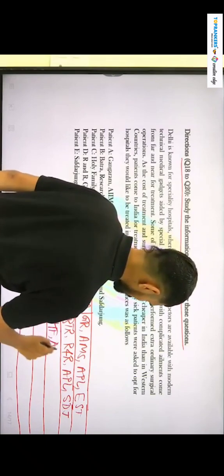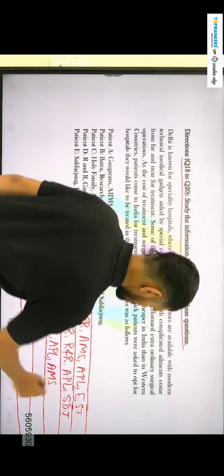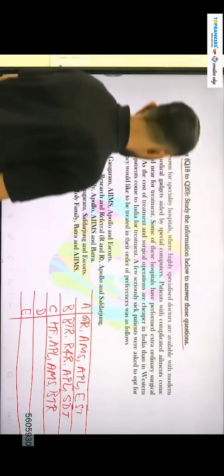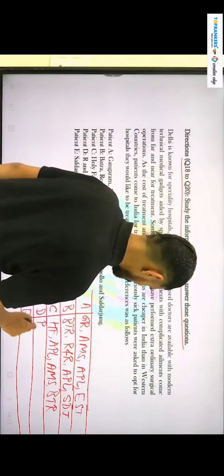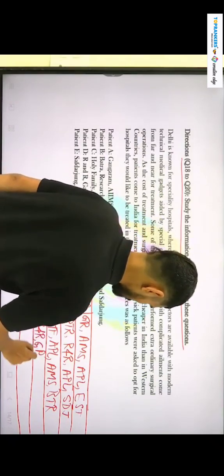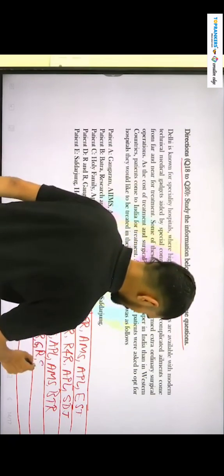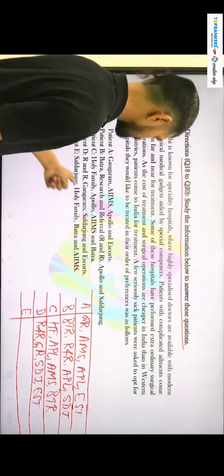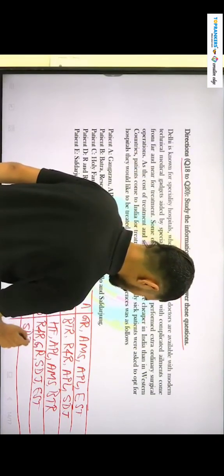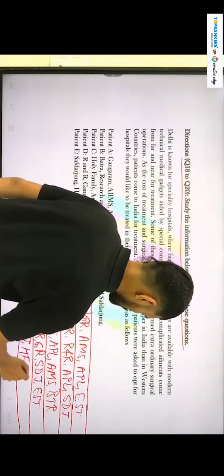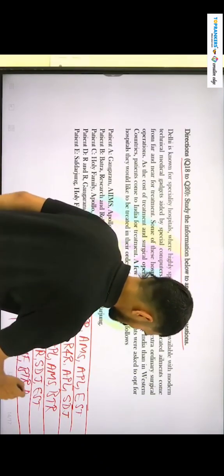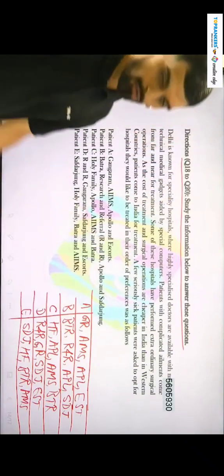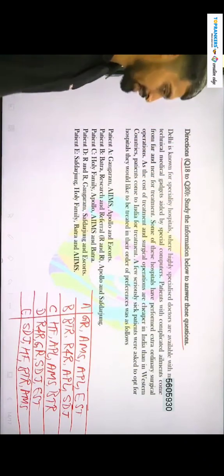Patient C: Holy Family, Apollo, AIIMS, and Batra. Patient D: R&R, Gangaram, Safdarjung, and Escorts. Patient E: Safdarjung, Holy Family, Batra, and AIIMS. Right. So this is how we have mapped it down. Now let's have a look at the questions, and then we'll be answering on the basis of this table.